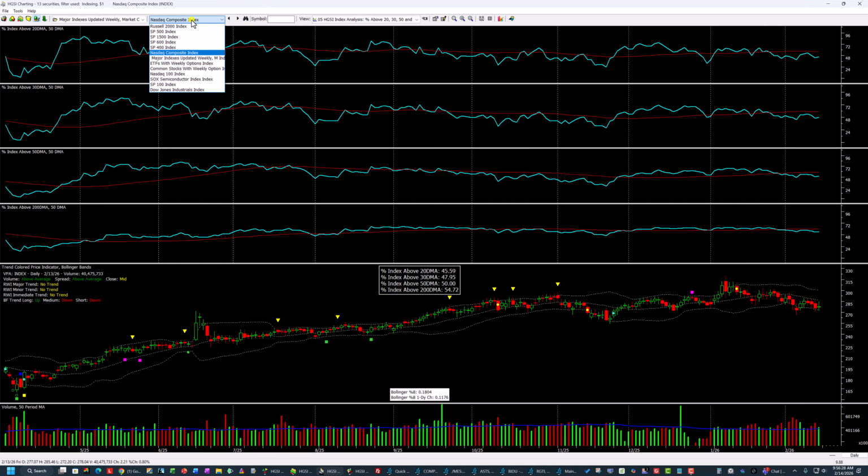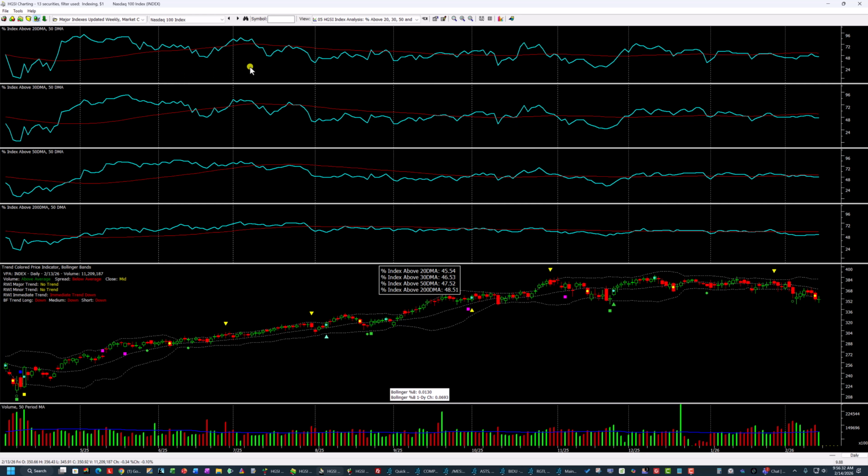I'm going to take a look at the NASDAQ 100, and it is below its moving average here, but it's going sideways on the 200, the 50, the 30, and the 20. And the numbers are not bad.